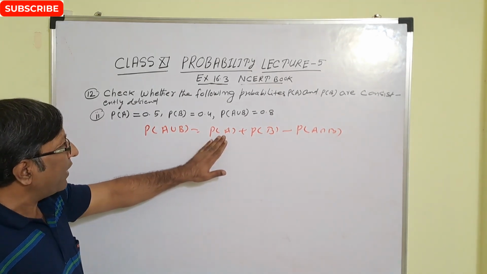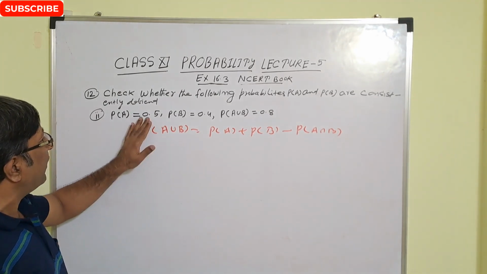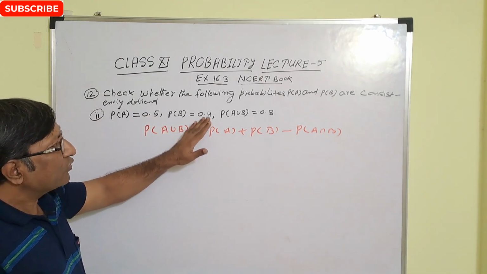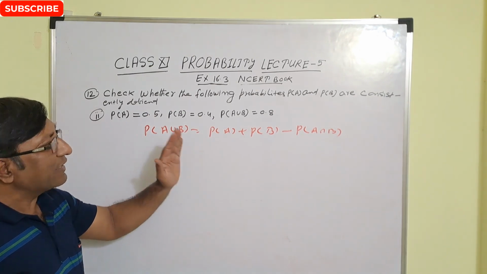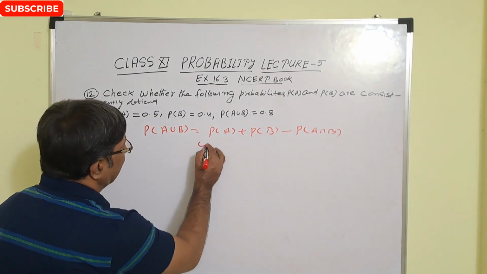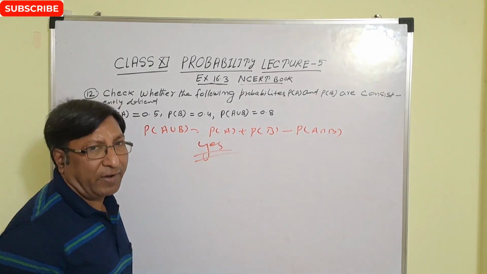So here probability of A plus probability of B is 0.9. So 0.8 is less than 0.9. It is correct. So yes, our answer is yes, it is defined.